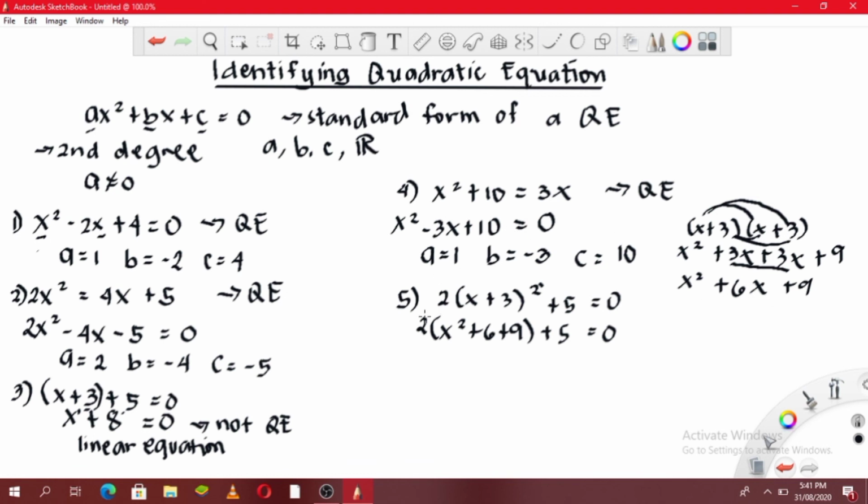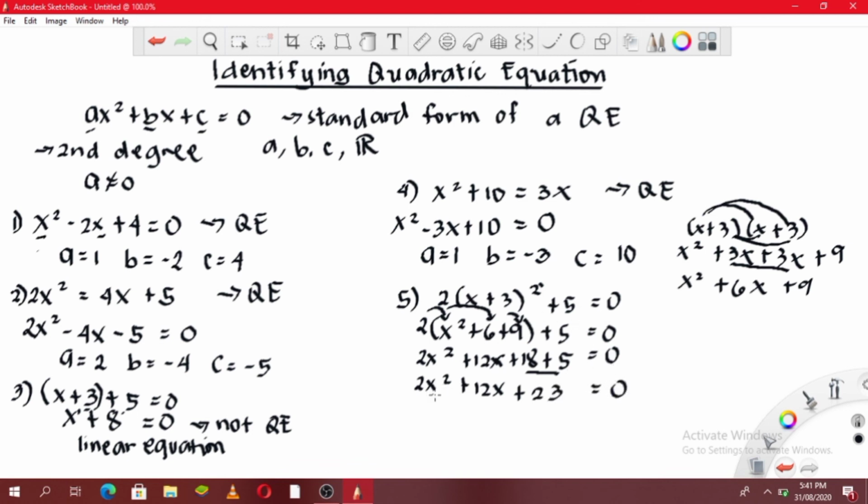Ngayon, i-distribute natin si 2. 2 times x squared, that is 2x squared. 2 times 6, 12x. 2 times 9, 18. Okay po? And then, plus 5 equals 0. Combine like terms, itong 18 tsaka 5 pwede natin pagsamahin. So, this will become 2x squared plus 12x. 18 plus 5 is 23 equals 0.